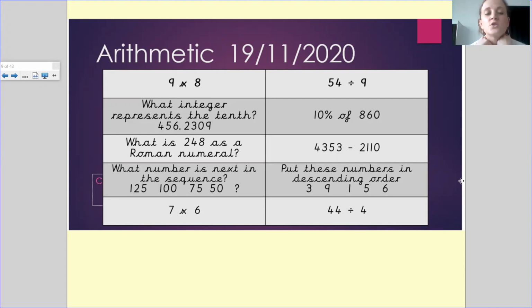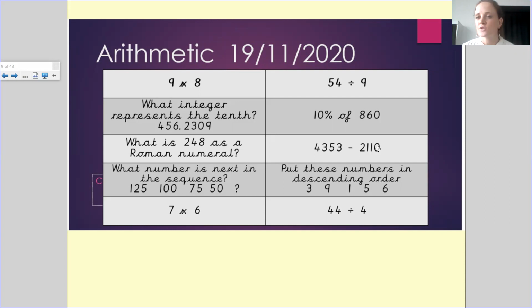So what is 248 as a Roman numeral? What number is next in this sequence? 125, 100, 75, and 50. We've got 7 times 6, 54 times 9. Sorry, I'm just going to read some over again. I got a bit lost there for a second.